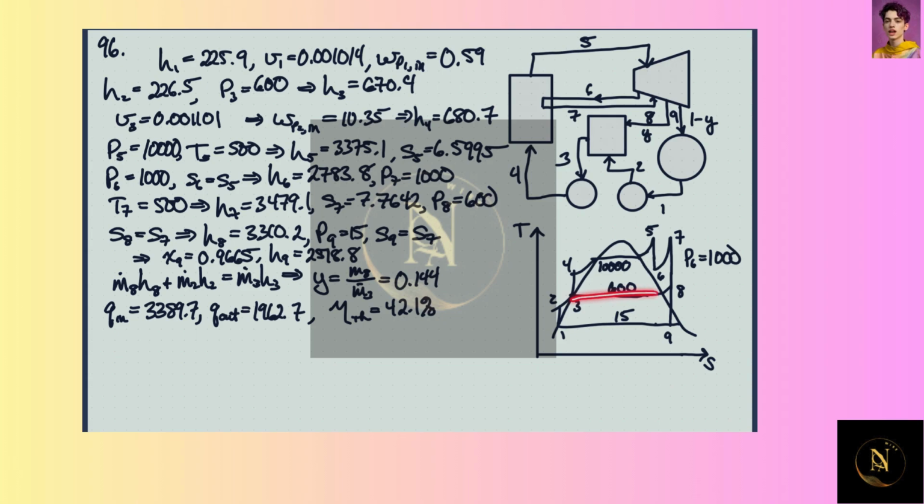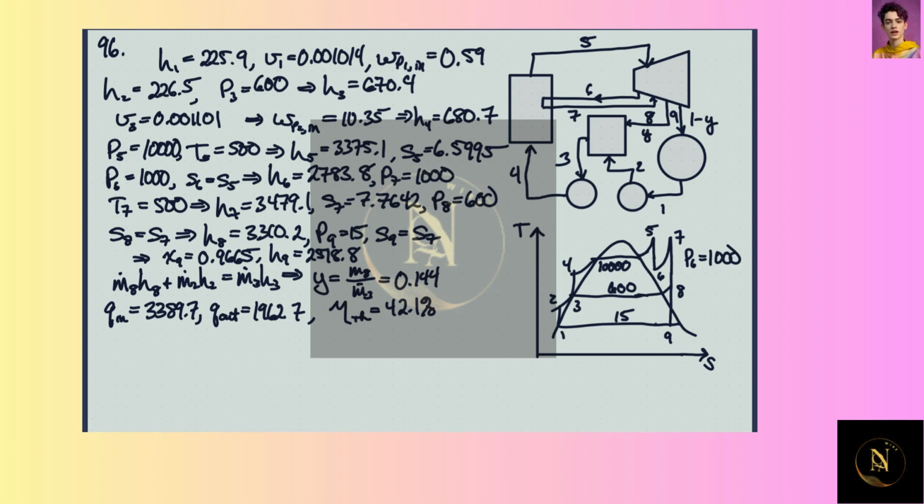The reheat pressure here is 1 megapascal. And here the feed water heater pressure is 600 kilopascals. We have steam entering the turbine at 5 and at 7 at 500 degrees C. So that's what we know about this system.